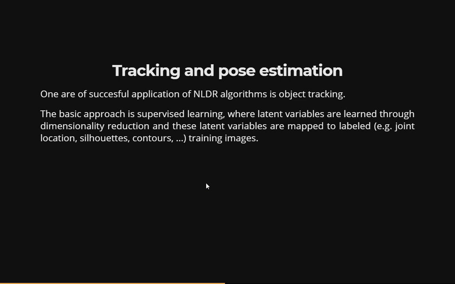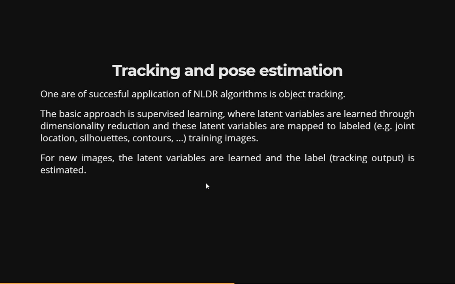Now you want to apply dimensionality reduction to learn latent variables in your representations, which are usually labeled in some way, like as joint locations or silhouettes or contours or whatever. And then you want to compute again these latent variables on a new image and find the label that they correspond to.